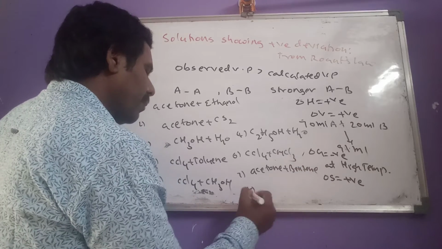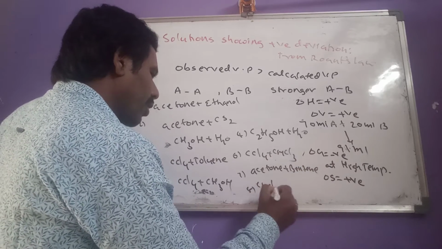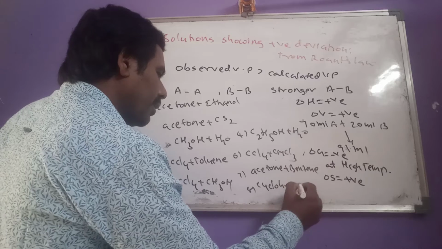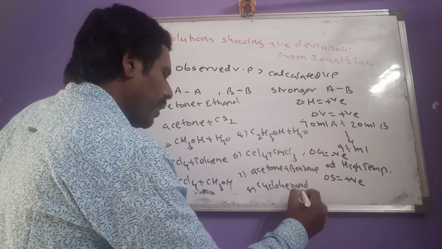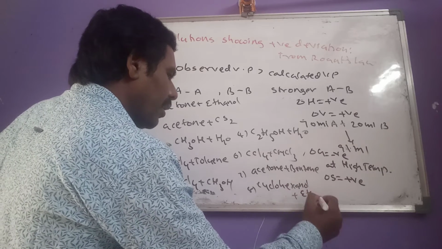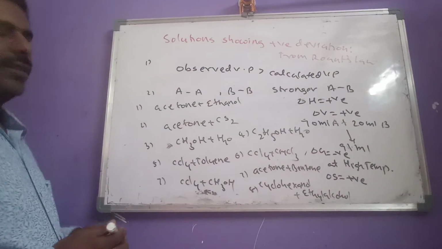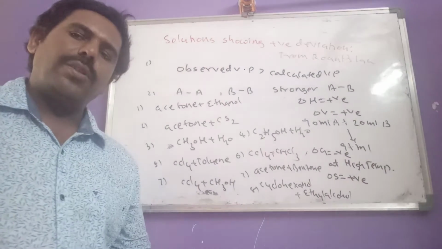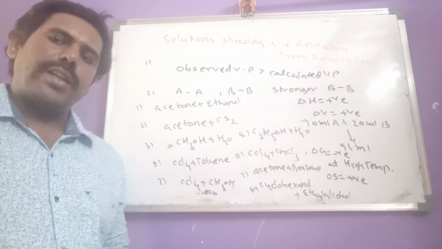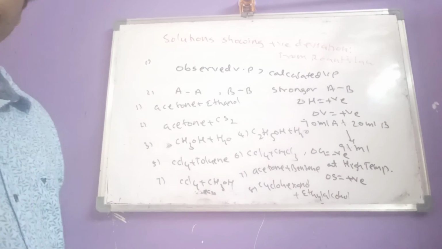And another example here, cyclohexanol plus ethyl alcohol. So these are the different examples of solutions showing positive deviation.